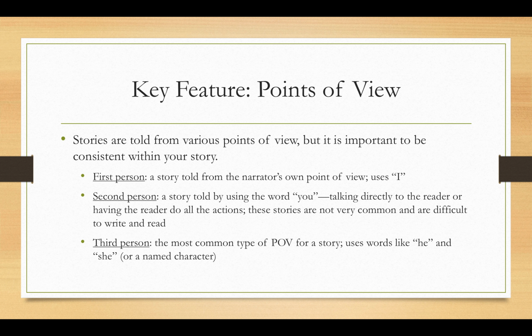Third person omniscient would be where you can see into the character's mindset, and third person limited omniscient is where you cannot. So if you know he was feeling anxious and nervous, that's third person omniscient.